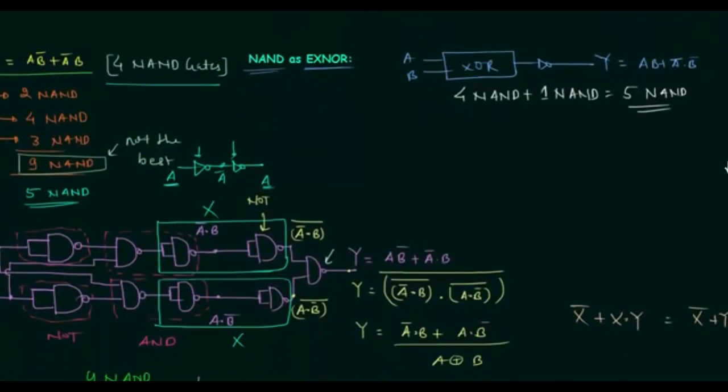Like in case of XOR gate, we can implement it by using 9 gates, 5 gates, and also we can implement it by 4 gates. So the correct answer is 4 NAND gates because it is minimum.